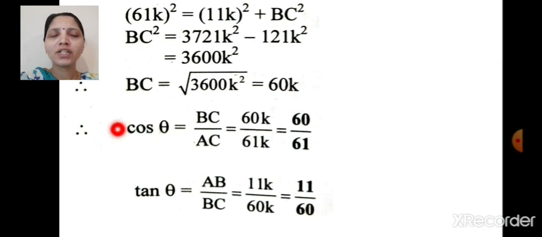Now how to find cos theta? Cos theta is adjacent side upon hypotenuse. So adjacent side is BC upon AC. So that is equal to 60K upon 61K, that is equal to 60 upon 61. Similarly, tan theta is opposite side upon adjacent side. That means AB upon BC, that is equal to 11K upon 60K. K will get cancelled. So you will get value as 11 upon 60. Hence we have solved this sum.